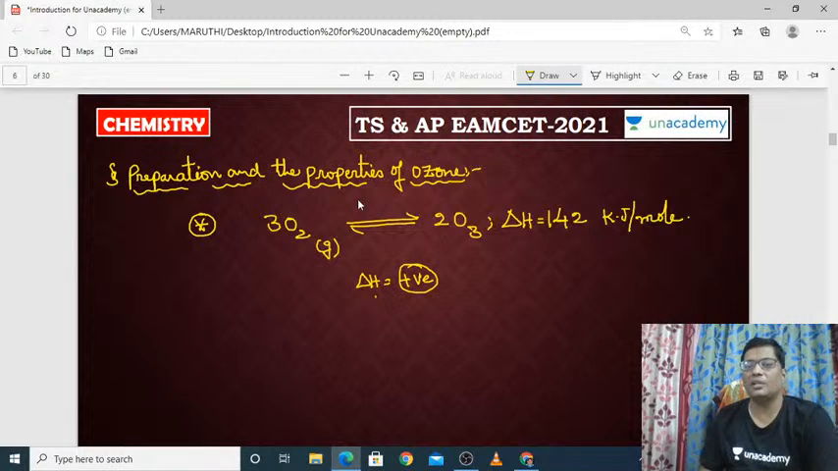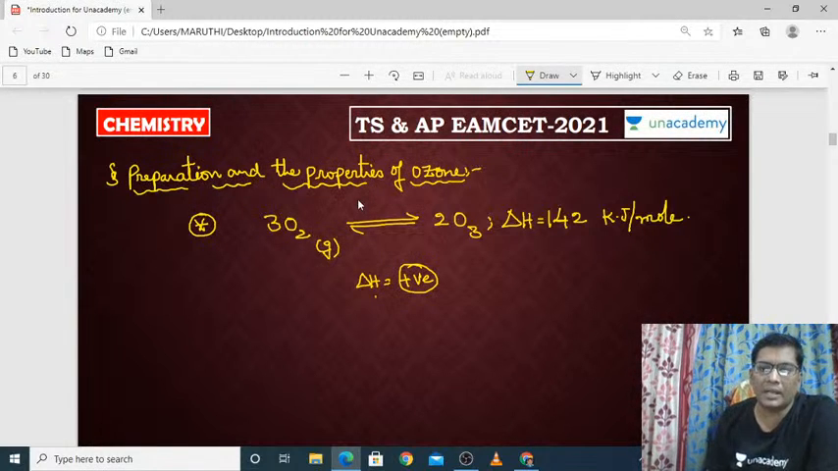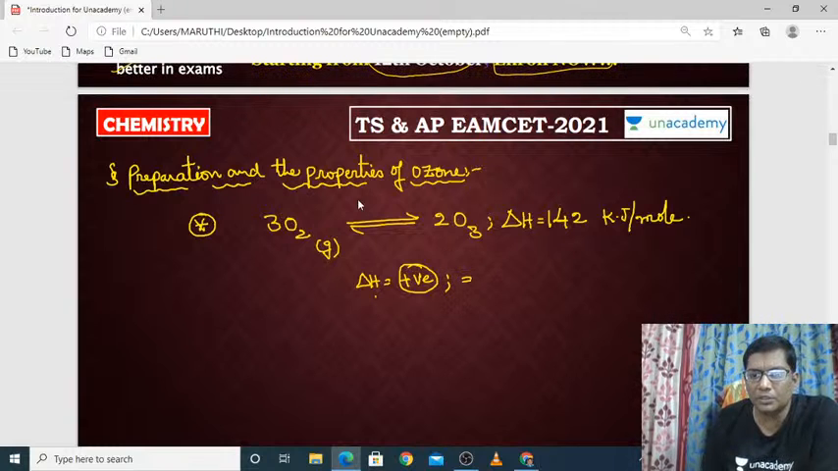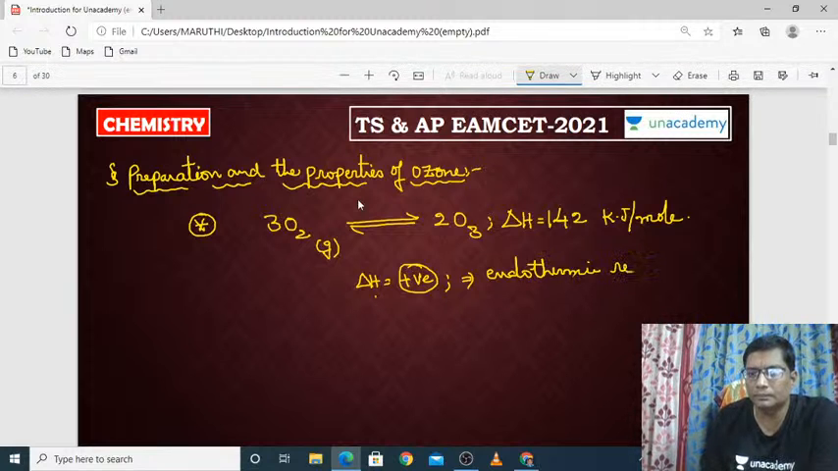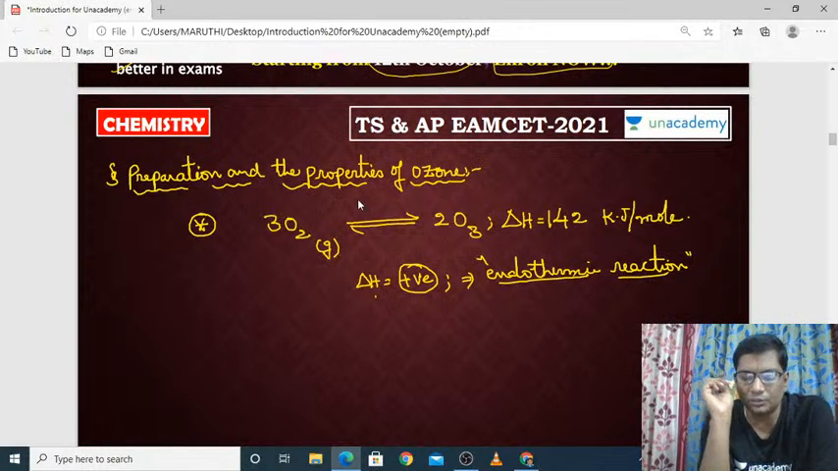Once the delta H value is positive, what is the type of chemical reaction it is? If the delta H is positive, it is nothing but an endothermic reaction. If the delta H is positive, it is called an endothermic reaction.